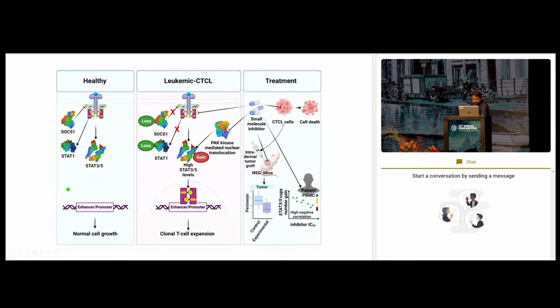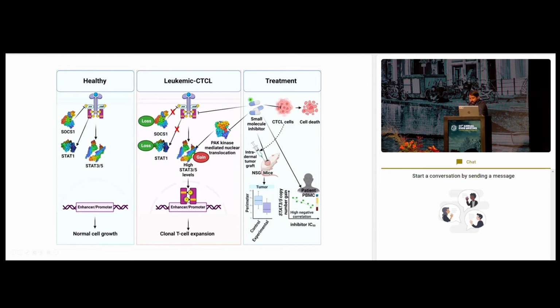So there is normal cell growth. But in the particular case of leukemic CTCL, first of all, there is a gain of STAT3/5. Then there is a loss of STAT1, so as a result, STAT1 is not competing with STAT3/5 to get phosphorylated. And there is also a loss of SOCS1, so SOCS1 is not blocking the phosphorylation of JAK. So there is STAT3/5 pathway hyperactivation, which leads to clonal T cell expansion.